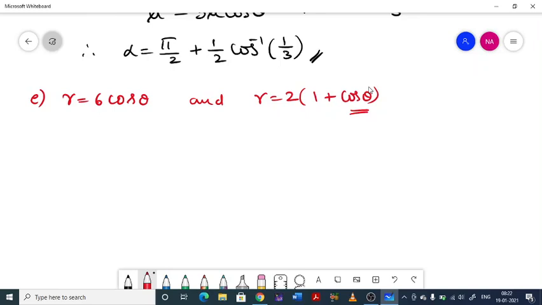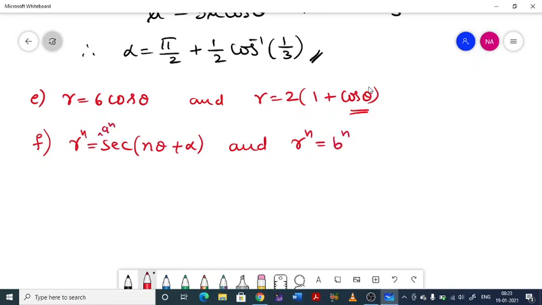Now let us move to the next one. R power n equal to A power n secant of n theta plus alpha, and R power n equal to B power n secant of n theta plus beta. Now, solution.